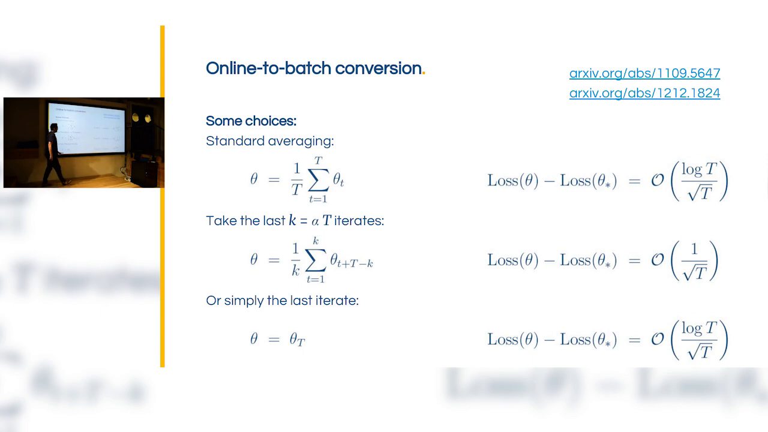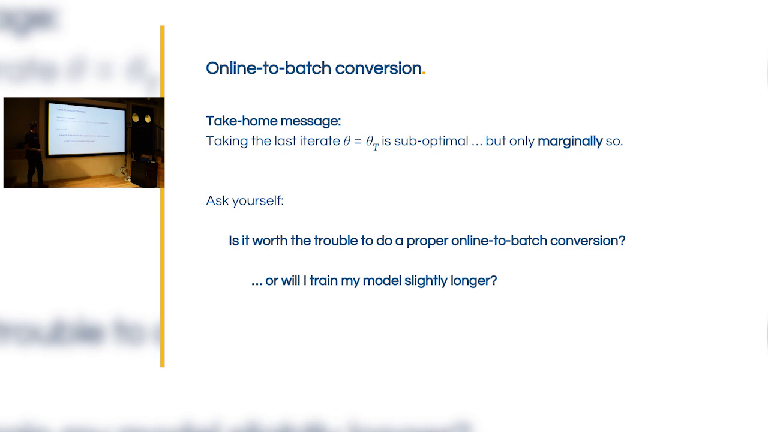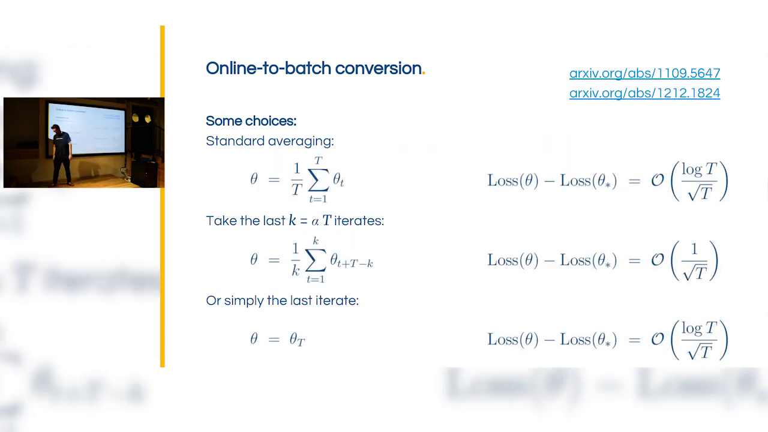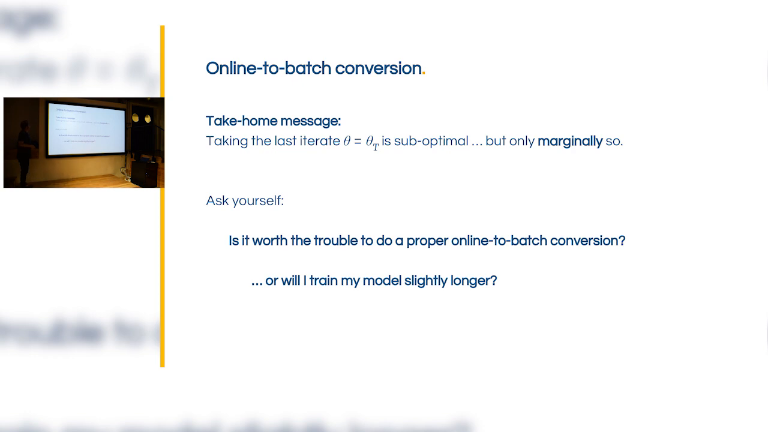Then here, I say, okay, you know what, it actually isn't all that great. But really, is it so bad? Log is fine, right? At least that's what I think. So what's the take-home message that I really want to say? I want to say, okay, taking this last iterate, sure it's suboptimal. But I would say it's only marginally so, right? Log. Come on. Amongst friends.